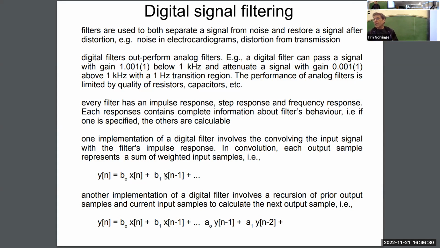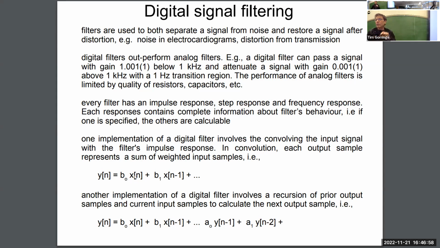So x is the input and y is the output. The indices here, n and n minus 1 of x, refer to the particular input samples. As we look backwards, we see the current sample n, the prior sample n minus 1, the prior sample before that n minus 2, before that n minus 3, and so on and so forth.